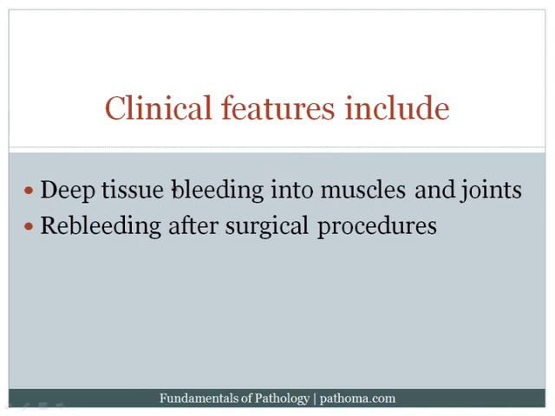Now the clinical features of secondary hemostasis are going to be deep bleeding. They get deep tissue bleeding into muscle and joints. Now remember that in primary hemostasis, the key problem was skin and mucosal bleeding, and skin and mucosa are superficial surfaces. But this is deep tissue bleeding, like into muscles and joints. And they can also get re-bleeding after surgical procedures. So these are, for example, wisdom tooth extraction, just as an example. And so these are some of the classic clinical findings in problems of secondary hemostasis.